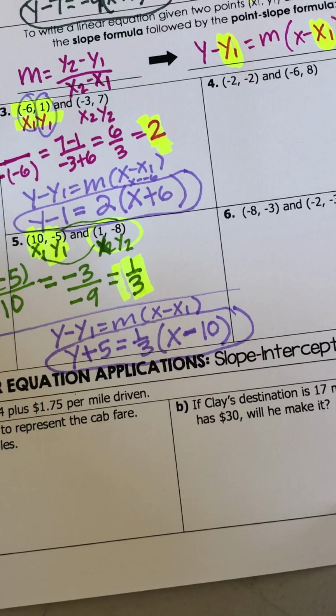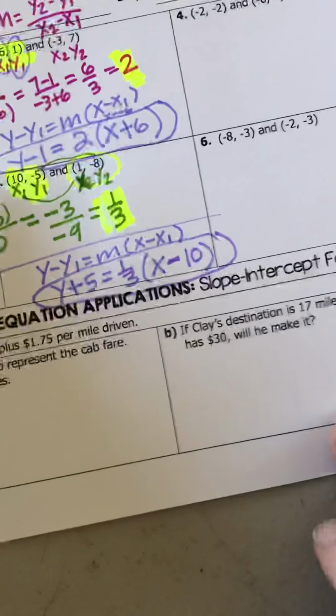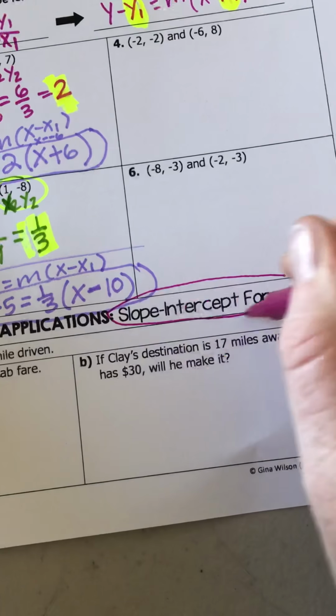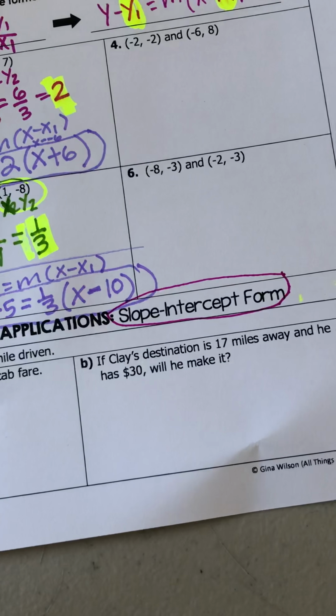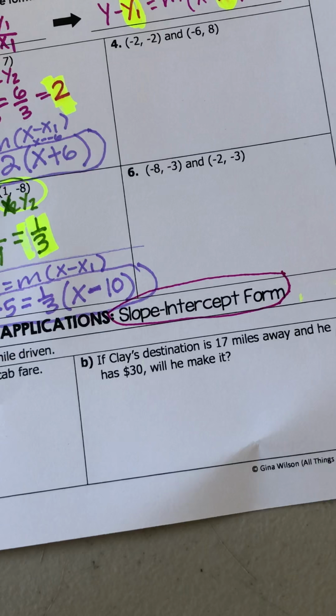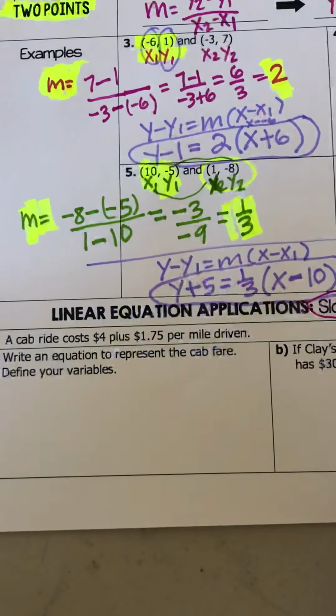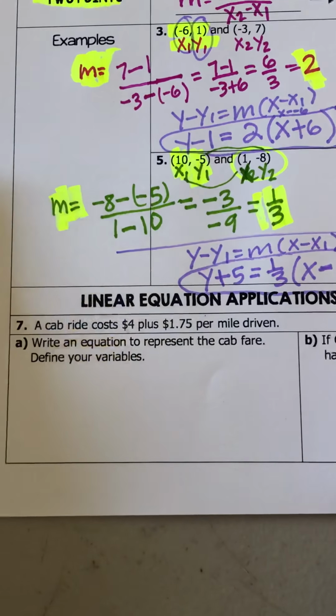Okay, so linear equation applications. These are kind of obvious what form your word problem is going to be in for the next few sections, but you eventually are not going to be told what kind of form your equations are going to be in. So try to think of why number 7 is a slope-intercept form type of word problem, okay? So let's think about that.